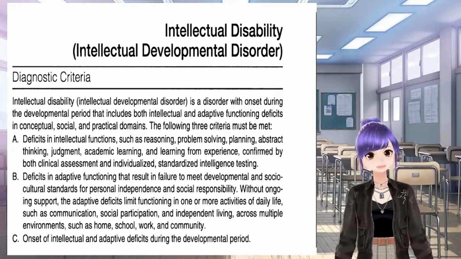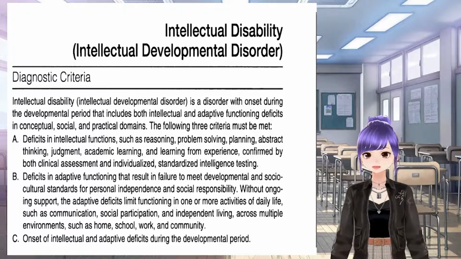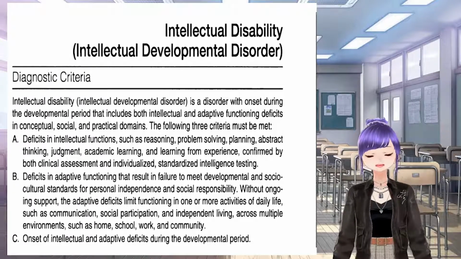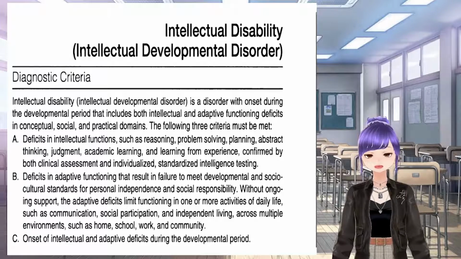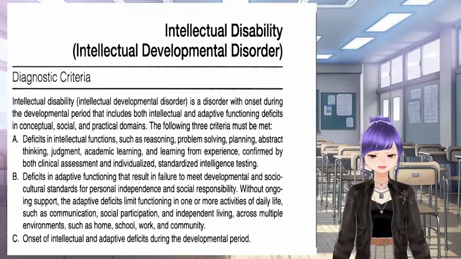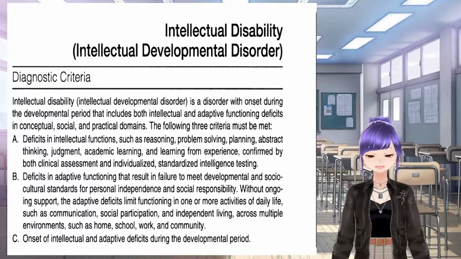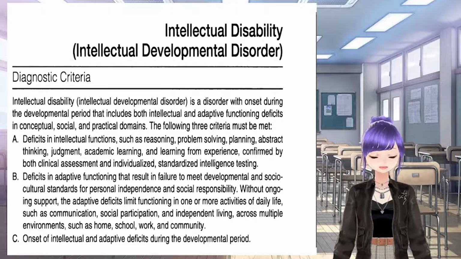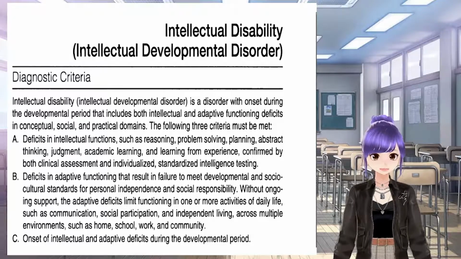This is the DSM criteria for intellectual disability or intellectual developmental disorder. It is a disorder with onset during the developmental period that includes both intellectual and adaptive functioning deficits in conceptual, social, and practical domains. The following three criteria must be met. A. Deficits in intellectual functions such as reasoning, problem solving, planning, abstract thinking, judgment, academic learning, and learning from experience, confirmed by both clinical assessment and individualized standardized intelligence testing.